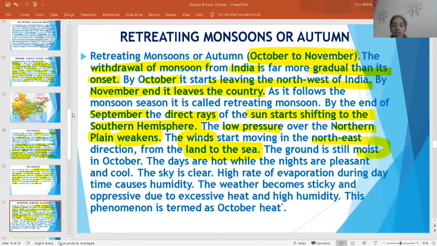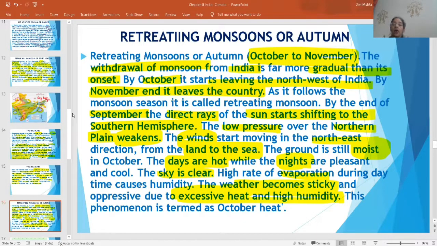The ground is still moist in October. The days are very hot in October. The nights are pleasant and cool. The sky is very clear. The rate of evaporation is very high during the day. Sometimes humidity is also there due to the high rate of evaporation. The weather becomes very sticky, very hard to bear. Sometimes heat and humidity are there.